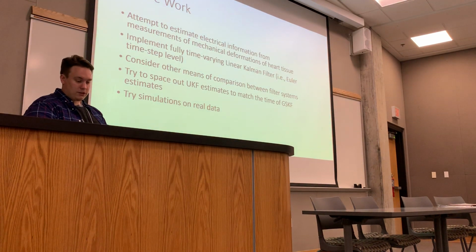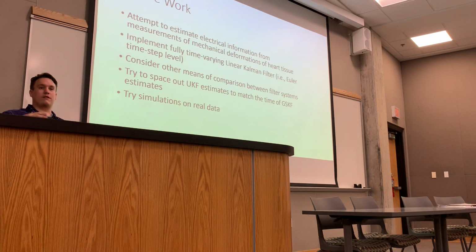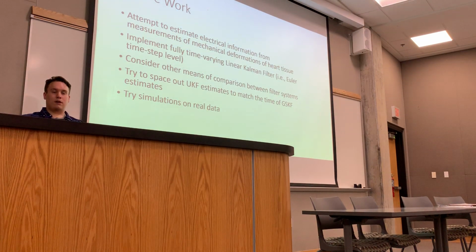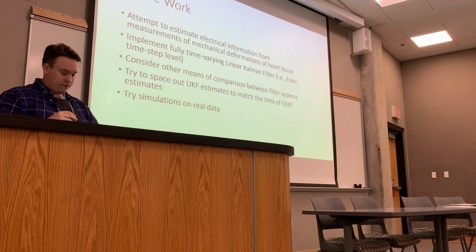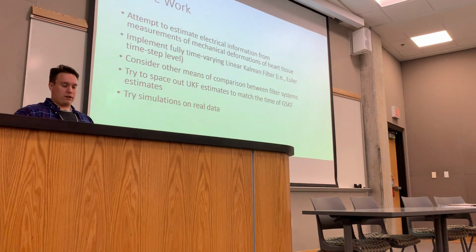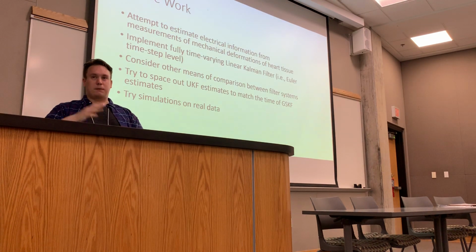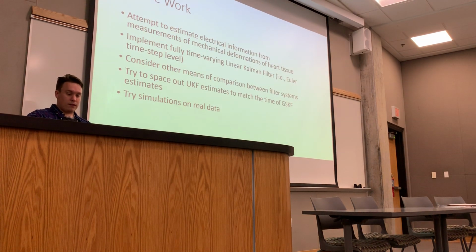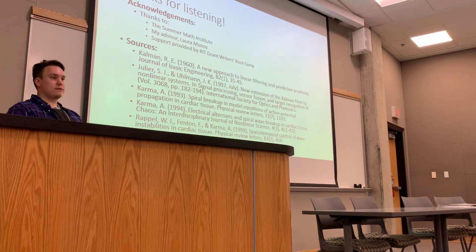Eventually, we'd like to maybe look at a fully time-varying linear Kalman filter. So instead of doing cycle to cycle and doing our filter on that, do time step to time step on that Euler time step scale to try and see what happens there. And we're going to look at some other comparison means and try to space out some stuff. And eventually work with real-world data. And that is everything. Thank you, everybody.